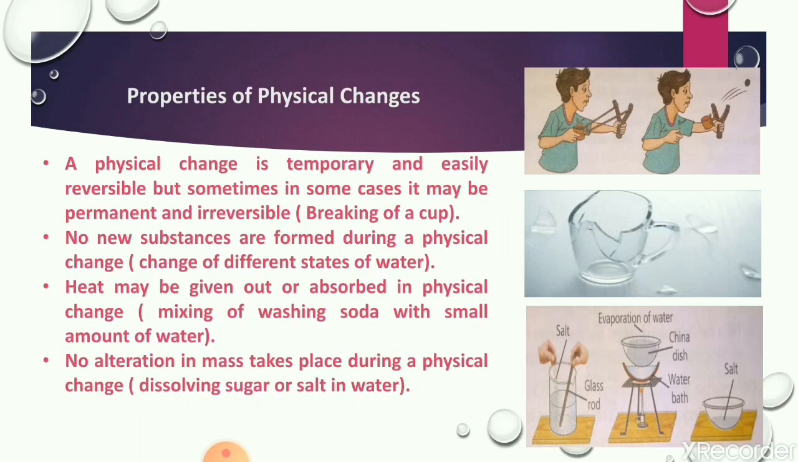Now, properties of physical change. So the first one is that a physical change is temporary and easily reversible. For this we can take one example. When we stretch a rubber band, it changes its shape, but it returns to its original shape when the force is removed.